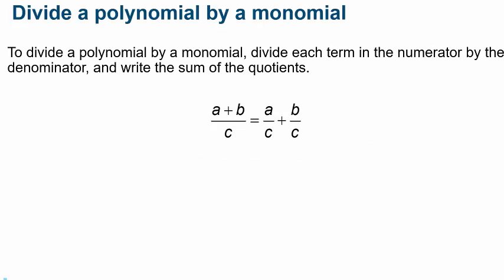To divide a polynomial by a monomial, divide each term in the numerator by the denominator and just write it as the sum of quotients. So this is what it looks like. If you have a plus b divided by a single term c, you can take this and split it into two fractions. You could write this as a divided by c plus b divided by c.